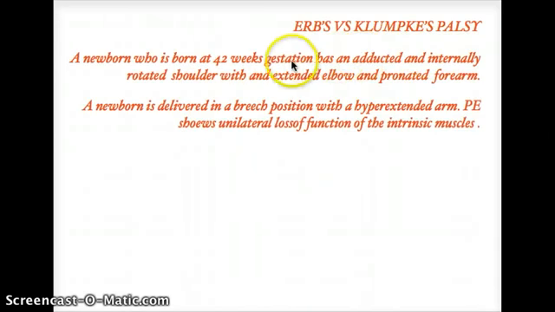Here it says that the arm is adducted, so it's towards the body, internally rotated, and extended elbow and pronated forearm. If you internally rotate your arm, obviously that's going to be pronated. That's going to give us the pronated forearm. So basically you are bringing your arm close to your body. First, let's say you stretch out your hand, your arm completely up in the air, and you bring it close to your body and you rotate it internally towards your body. So that is the situation that we are talking about.